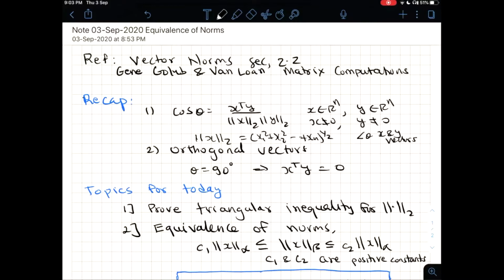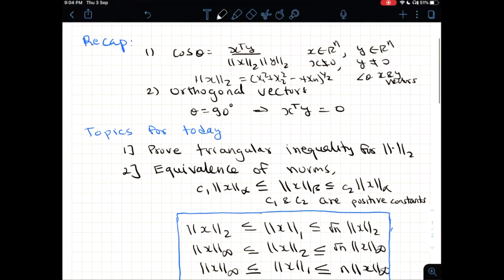Two vectors are orthogonal if theta is 90 degrees. Therefore x transpose y will be 0. And orthogonal vectors have a very important place in matrix algebra, optimization, and many other places.